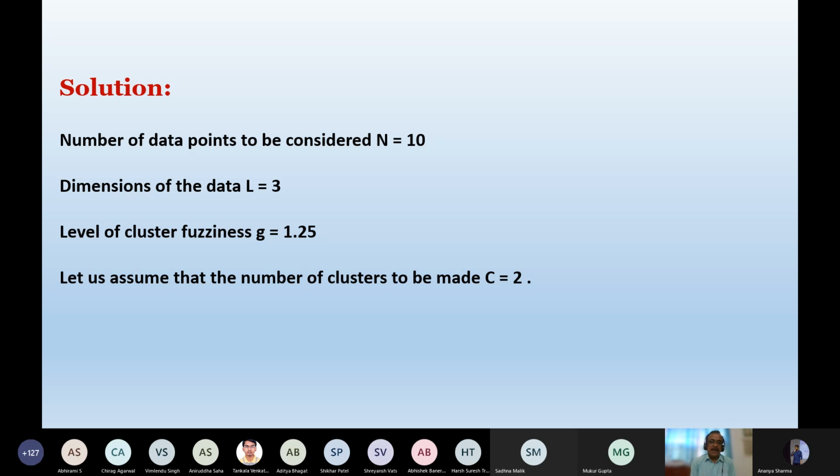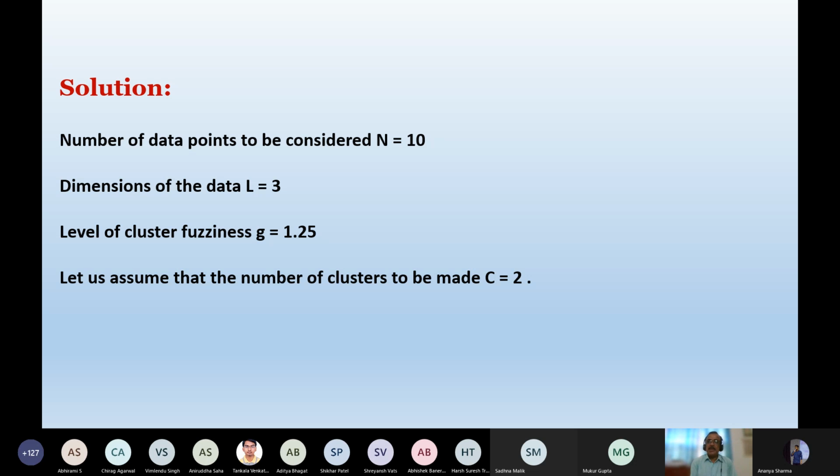The number of data points to be considered, capital N, is equal to 10. The dimension of the data, that is L, equals 3. The level of cluster fuzziness, that is G, equals 1.25. And let us assume that the number of clusters to be made, that is C, is equal to 2. So I'm just going to make 2 clusters out of these 10 data points.